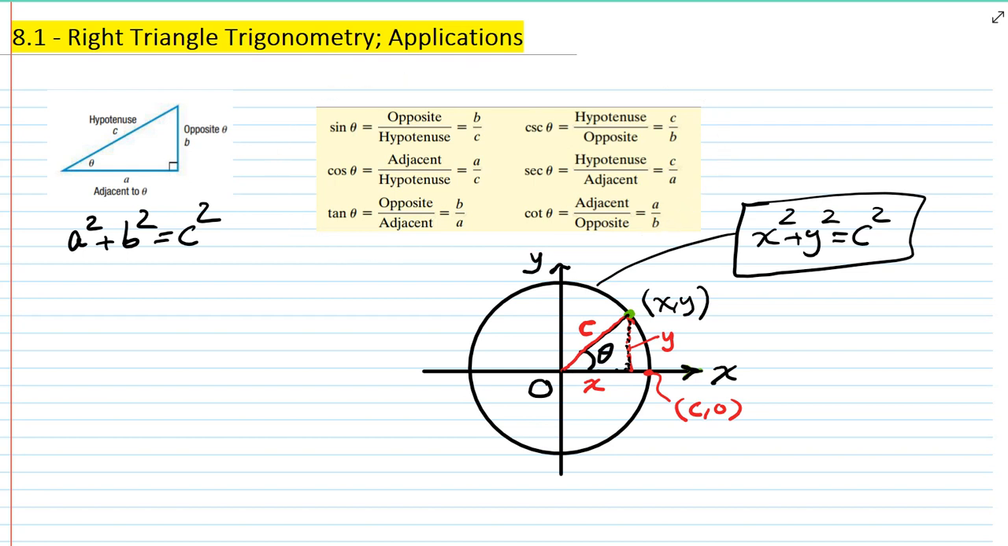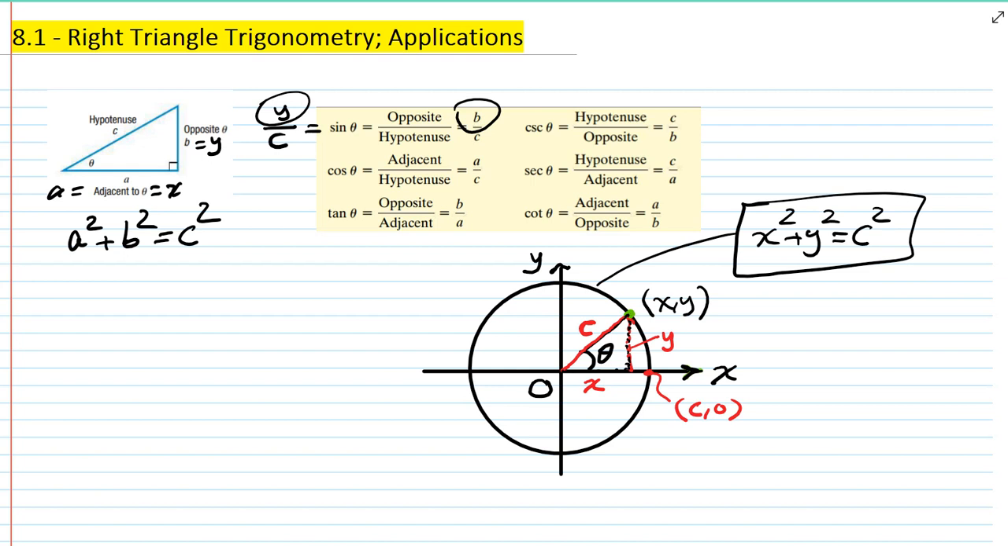So sine theta, which we formally defined in terms of the coordinates of a point on the unit circle, we defined as sine being y over c. Well, y is now relabeled as b. So if you look at this triangle, that's like y, and adjacent, which is a, that would be x.